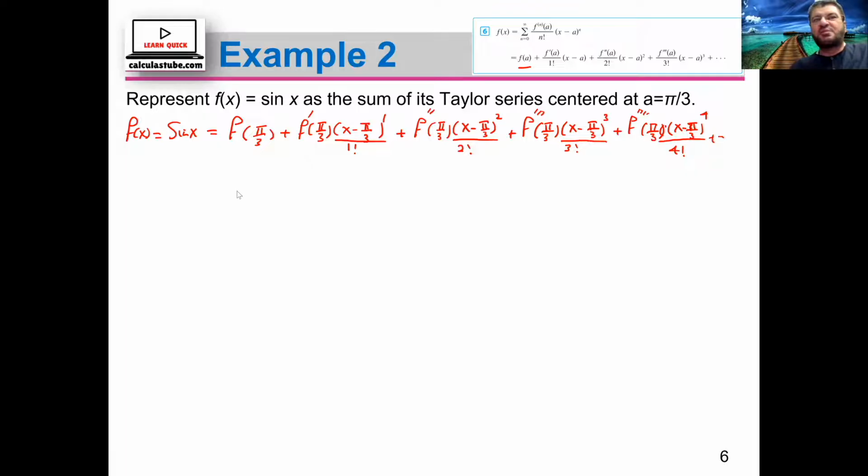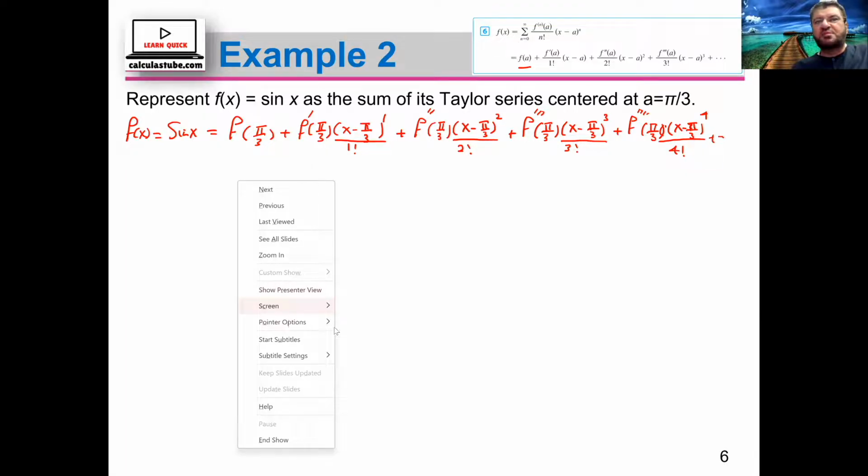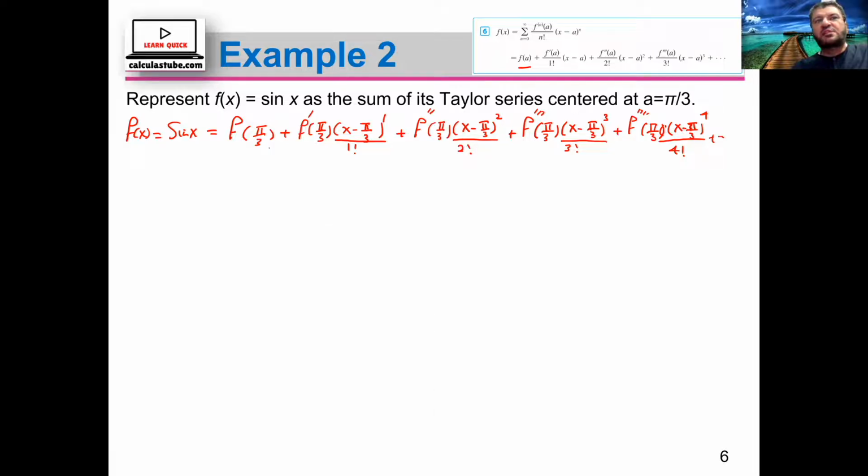All right, so what's our target now, guys? As we said before, the only thing we need to look for is what those values are. Those are all constants. So we have f of x in the question is sine x.